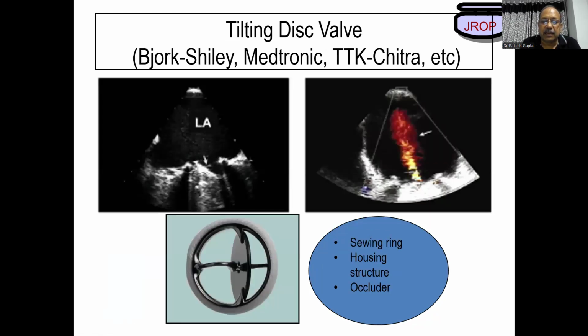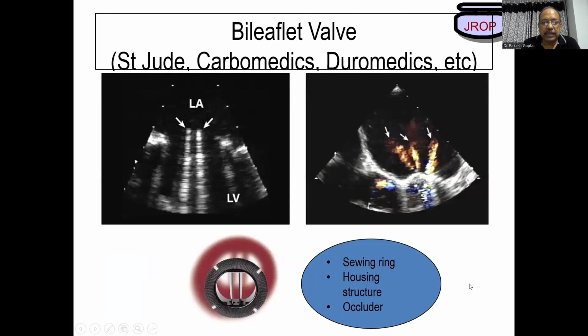Second is the single tilting disc device. This is a sewing ring. Correct? This is the housing. And this is the occluder. Correct? And finally, if you look at a bileaflet disc, this is the housing, the sewing ring. This is the housing over here, one on this side, another on this side. And these are the two leaflets or two discs which appear to be occluders.